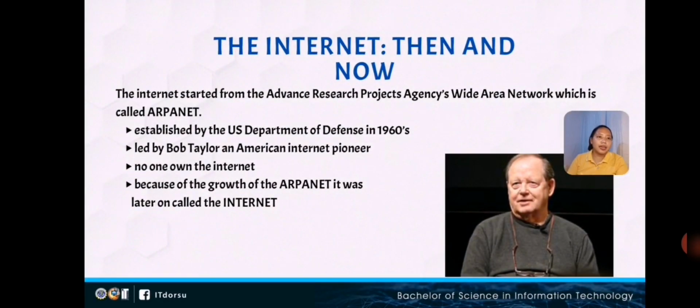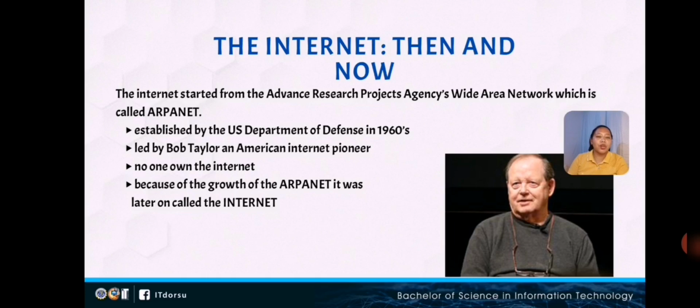The Internet Then and Now. The Internet started from the Advanced Research Project Agency's Wide Area Network, which is called the ARPANET. It was established by the U.S. Department of Defense in the 1960s. It was funded by the military because they wanted to collaborate with some business owners for their own profit. It was led by Bob Taylor, an American Internet pioneer. FYI, no one owns the internet, but there are a lot of organizations negotiating with each other to have a stable internet connection.